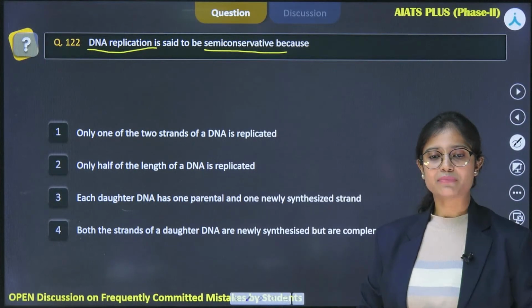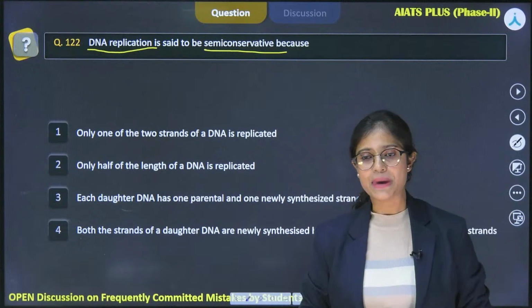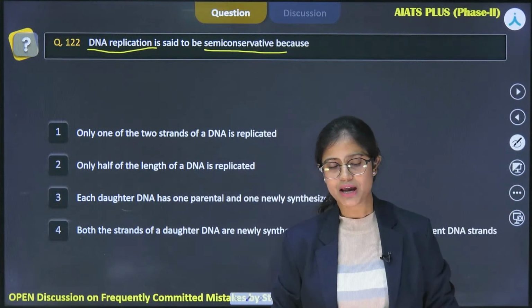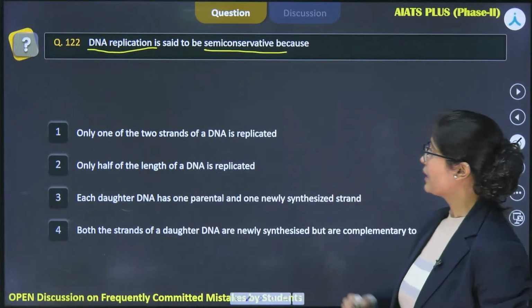Arbina is asking, ma'am, does hybrid remain constant throughout many generations? अगर हम same medium में रखेंगे तो yes, ऐसा ही होगा.